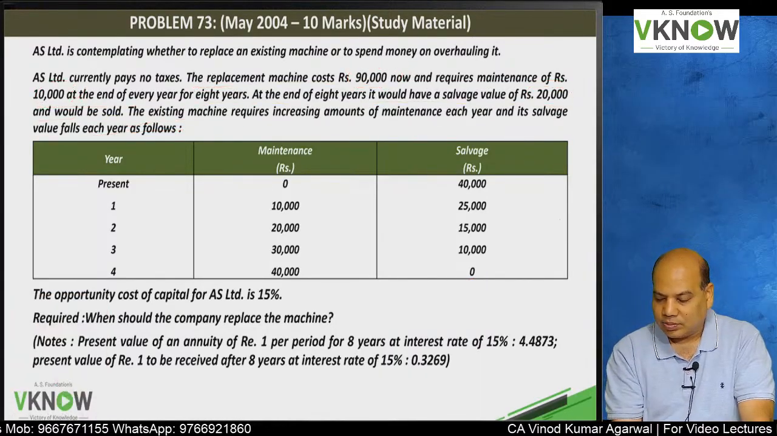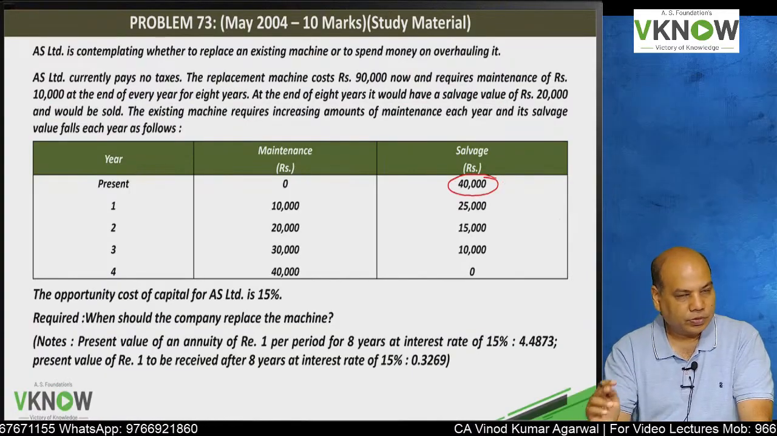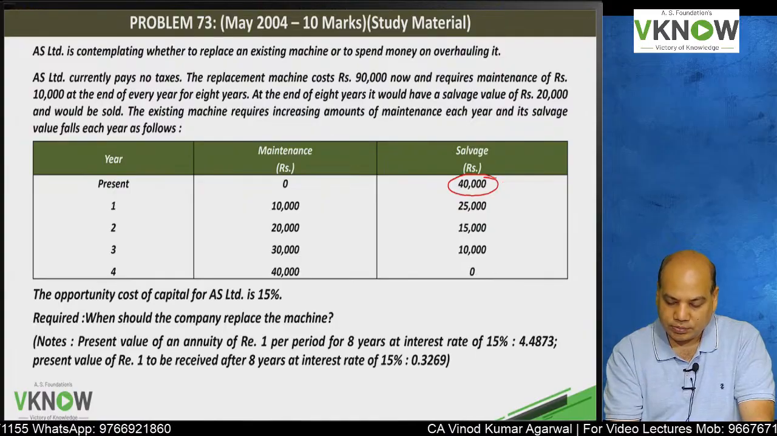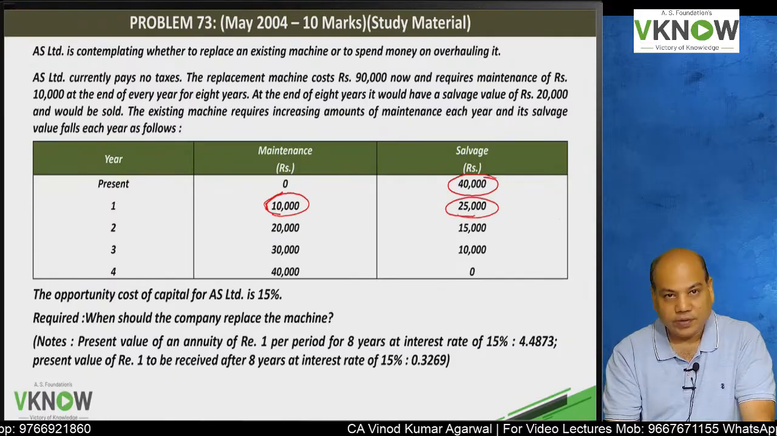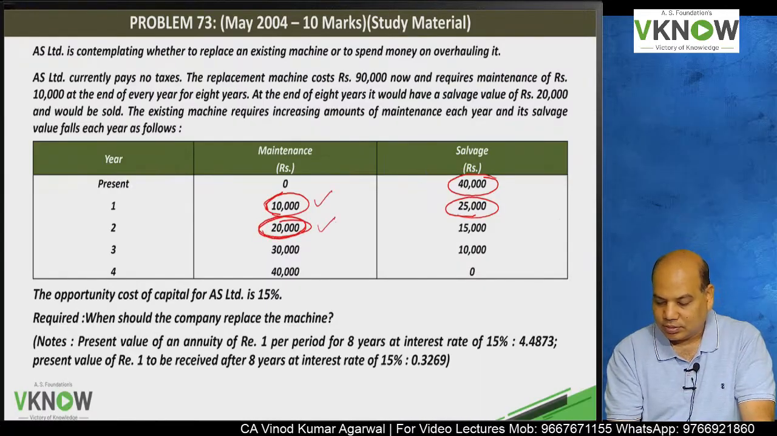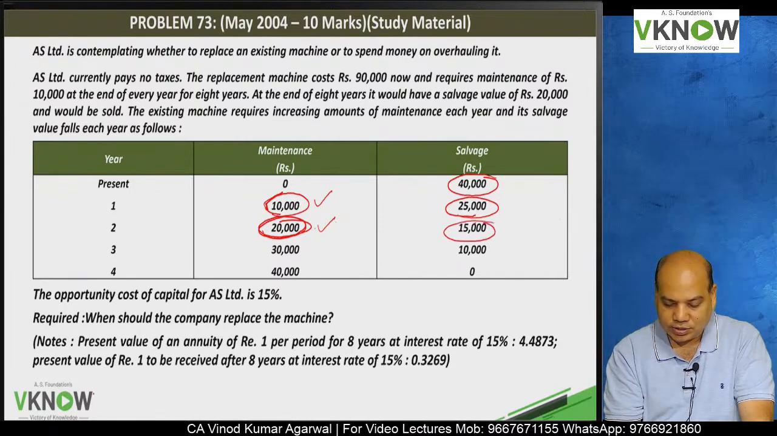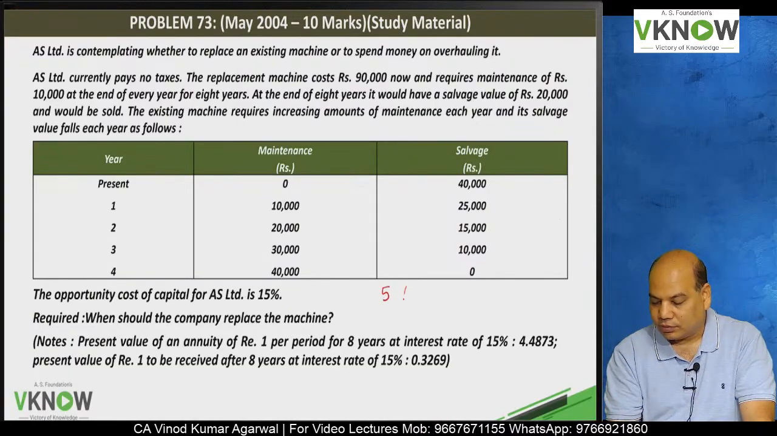The old asset can be sold today for 40,000. But if you want to use it, you can use it for 1 year, incur 10,000 maintenance, and you'll get 25,000 salvage. If you use it for 2 years, you'll get 20,000 salvage, and you have to pay 20,000 maintenance; 10 and 20, and 15,000 salvage likewise. So basically in this question we have 5 alternatives.